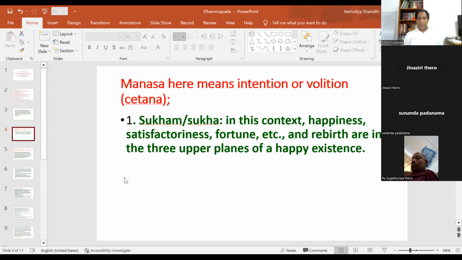And rebirths are the three upper planes of a happy experience. Rebirth occurs on the upper planes of a happy existence: Manusya, Divya, Brahma.